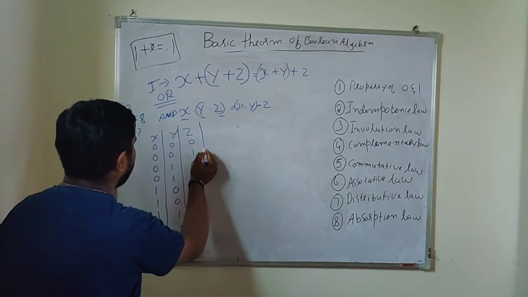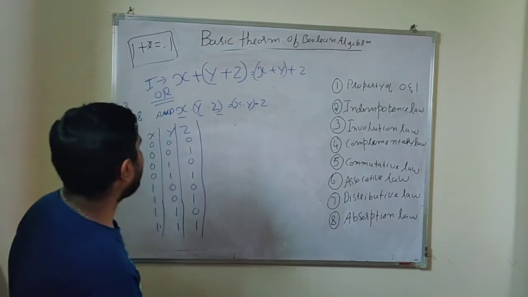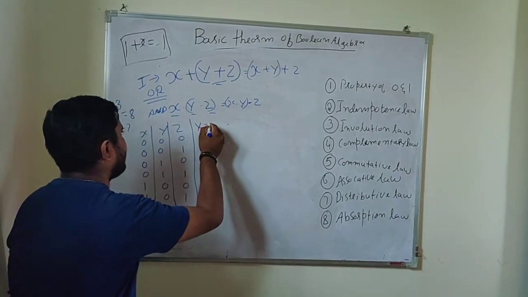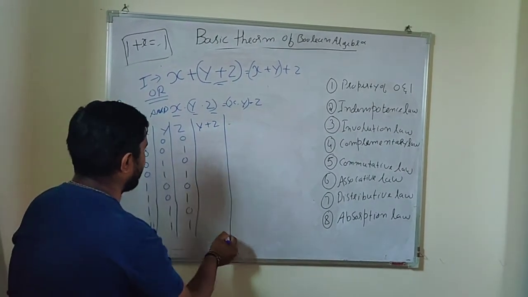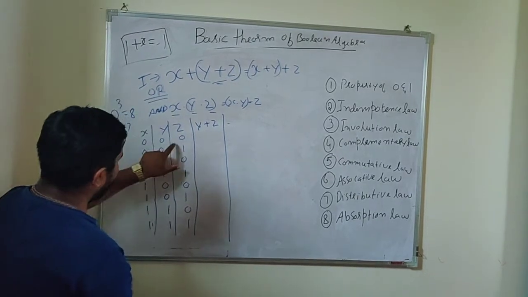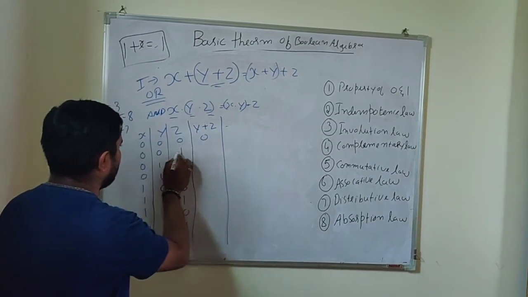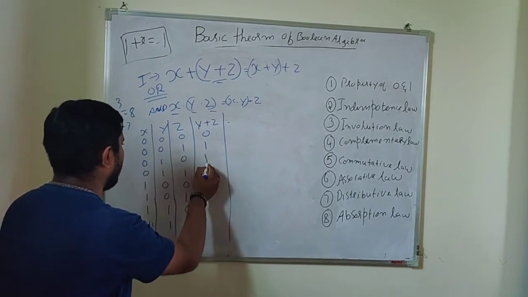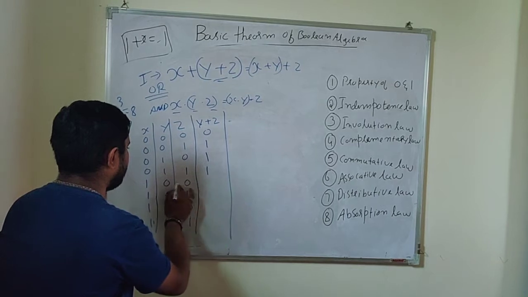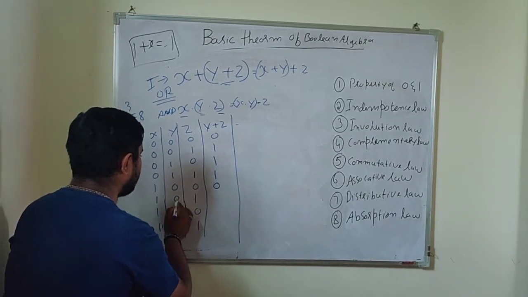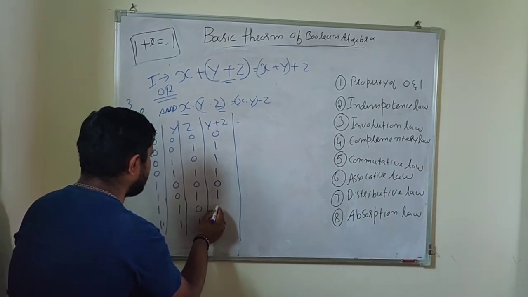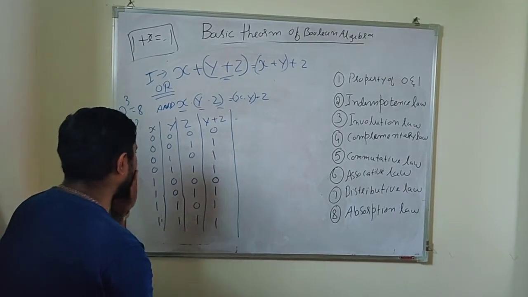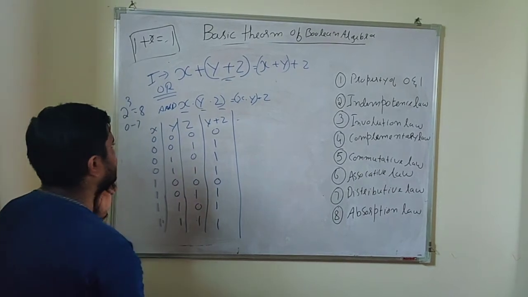So this is how we represent 0 to 7. The next step is to solve the bracket sums. The first bracket sum is y plus z. So 0 plus 0 is 0, 0 plus 1 is 1, 1 plus 0 is 1, 1 plus 1 is 1, 0 plus 0 is 0, 1 plus 0 is 1, 1 plus 0 is 1, 1 plus 1 is 1. So this is how your y plus z looks.